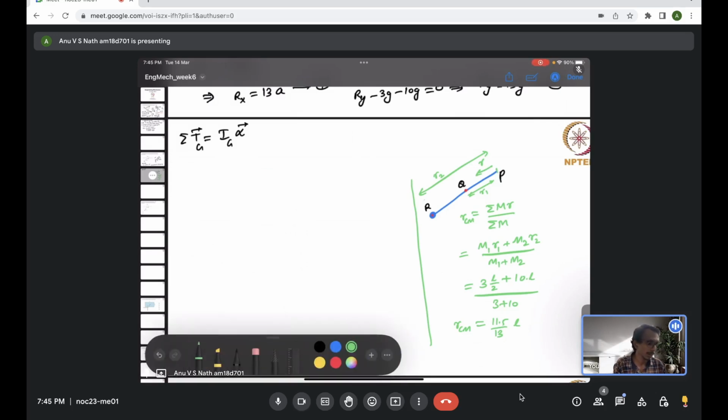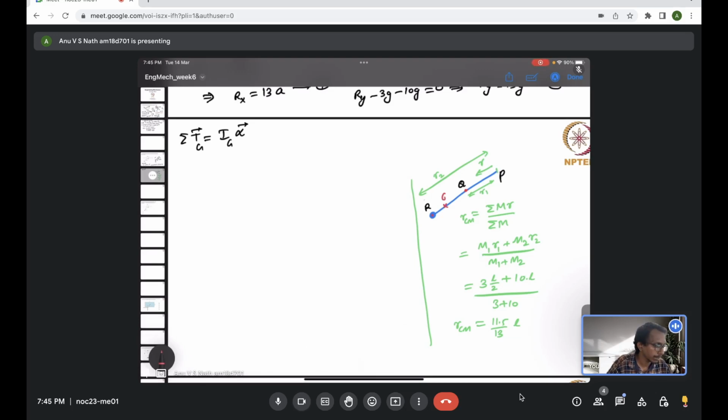So it is the location of the center of mass measured from P, and you can see it's 11.5 by 13 times the total length of the rod. If I evaluate that quantity, it's around 0.88 times the length of the rod. So it's almost 88% located far from the end P. So I can locate that around somewhere here.